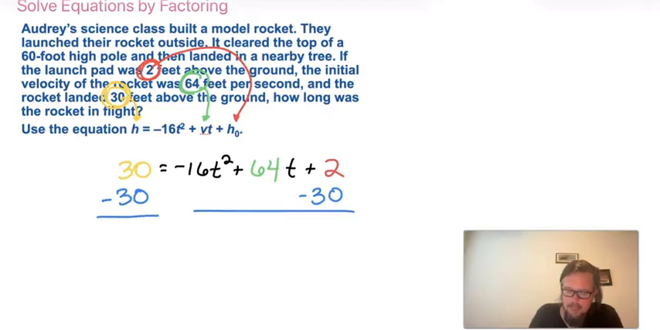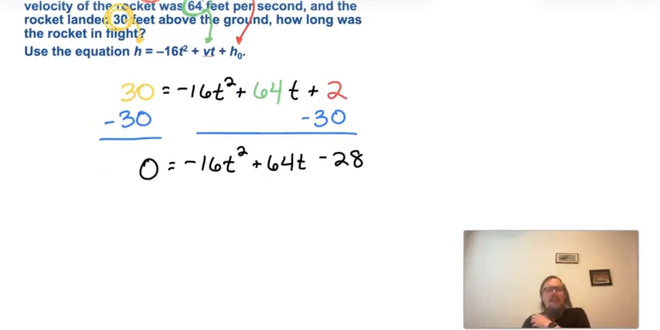And we will combine constant with constant. So the 16t squared is unaffected. The 64t is unaffected. And then the 2 minus 30 is negative 28. Okay, so now we're ready to factor. We're going to factor negative 16t squared plus 64t minus 28.